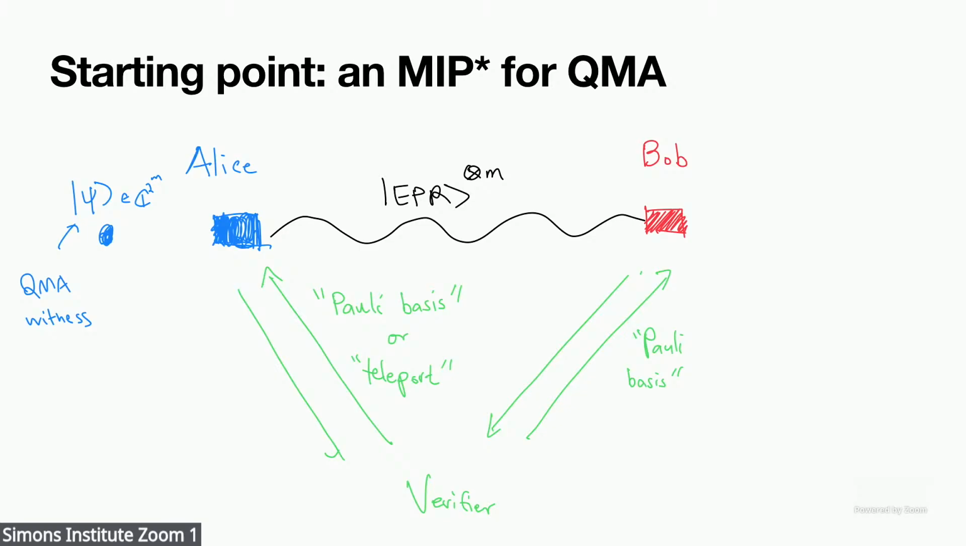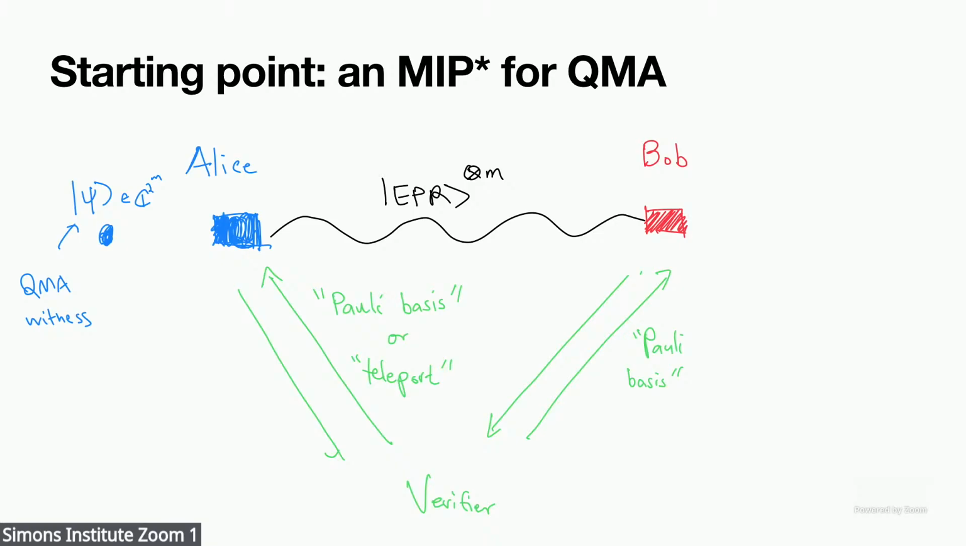And now there's a classical verifier. The verifier is going to interact with these two provers, and it's going to do one of two things with them. So part of the time, it's going to engage in some protocol called the Pauli basis test. I'm not going to tell you anything about the internal structure of that protocol, but it will essentially ask the provers to measure their qubits in the Pauli X or Z bases and maybe some additional test questions that reveal some information about what they're doing.